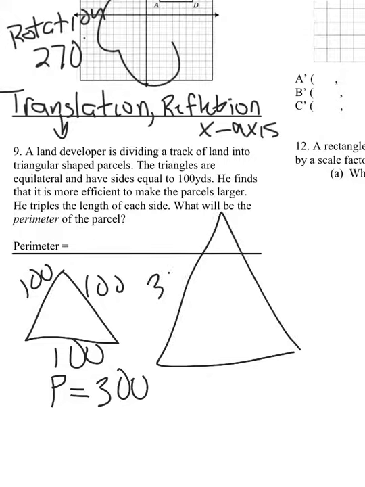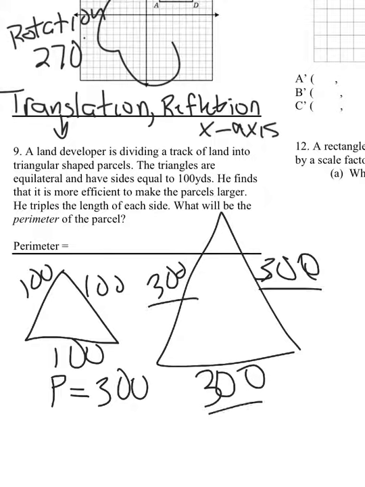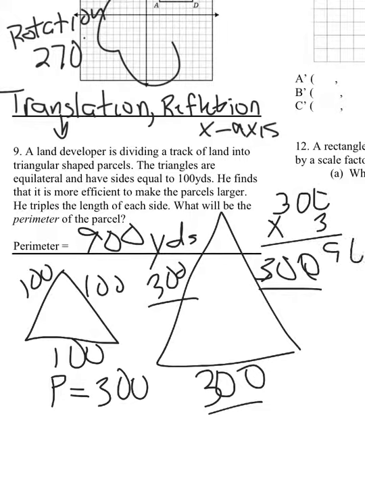Then he makes it 3 times bigger. 300, 300, 300. Now, obviously, if you drew it like this, you can just add that together and get 900. But the other idea is if the scale factor is 3, the scale factor for a side length will also apply to the perimeter because they're both one-dimensional. So you could have taken the original perimeter of 300, multiplied it by 3, and gotten 900. Either way, pretty simple.